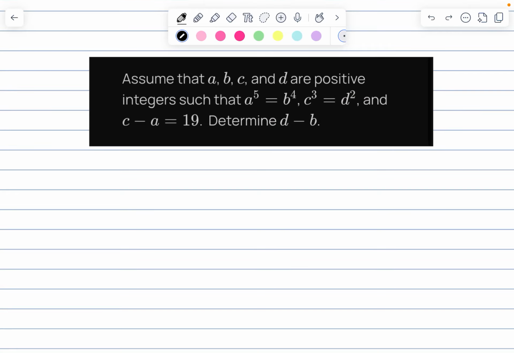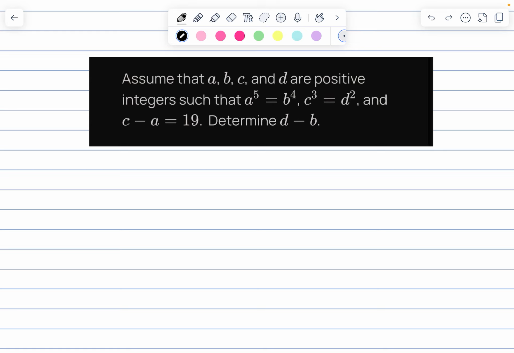Okay, so our problem statement reads: assume that a, b, c, and d are positive integers such that a to the power 5 equals b to the power 4, c to the power 3 equals d to the power 2, and c minus a equals 19, and we are asked to find d minus b.